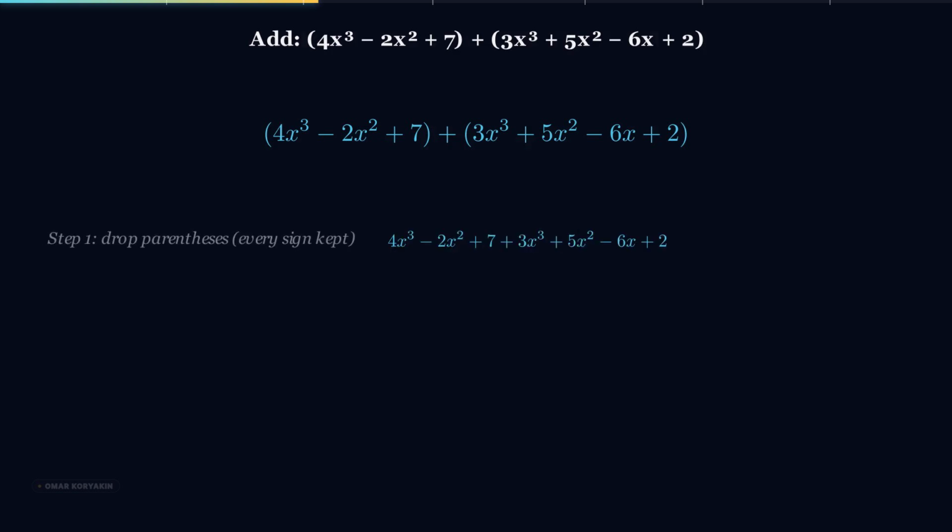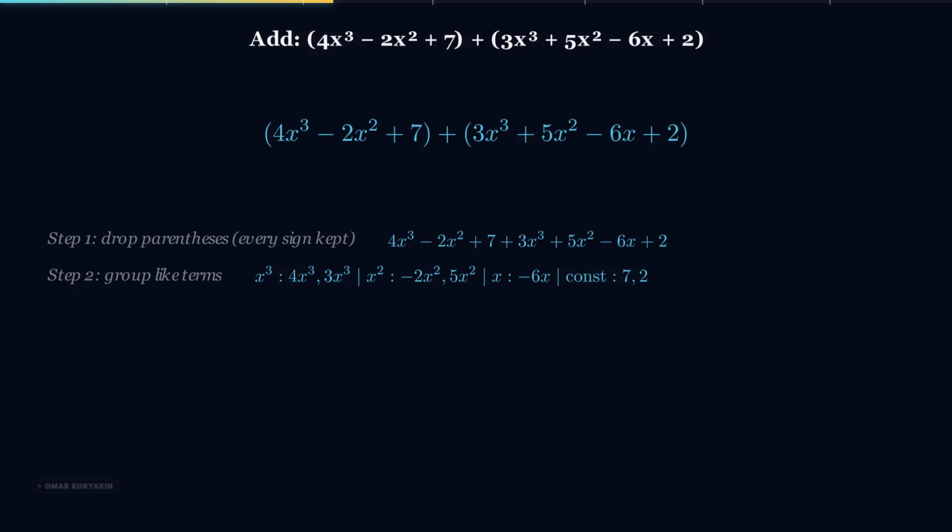Step 1. Drop the parentheses. The plus sign between the polynomials means every term in both polynomials keeps its own sign. The expression becomes 4x cubed minus 2x squared plus 7 plus 3x cubed plus 5x squared minus 6x plus 2.